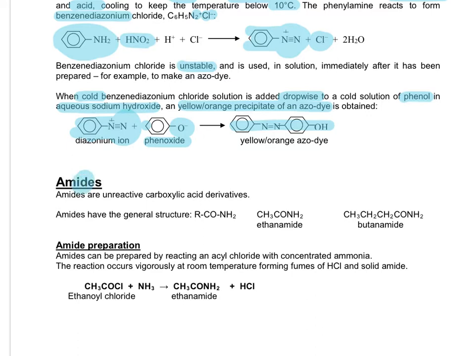An amide is a derivative of a carboxylic acid, so it comes from a carboxylic acid, and it's where you've got the C double bond O NH2 group in it, rather than the amine, which is just the NH2.